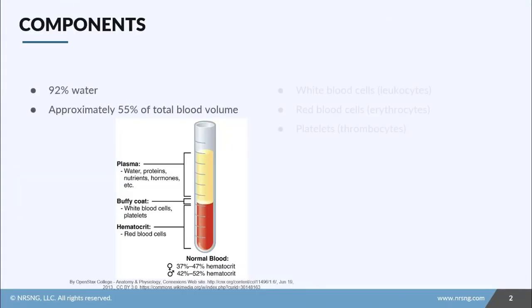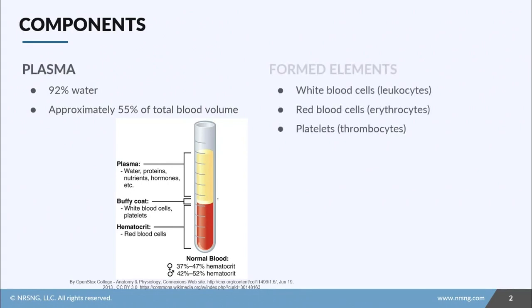In this lesson, we're going to talk about blood plasma. I like to think of blood as being like the soup, and it has all these different components in it. But the first thing that we have to look at when we talk about blood plasma is that it's made up of 92% water and it takes up approximately 55% of the total blood volume.